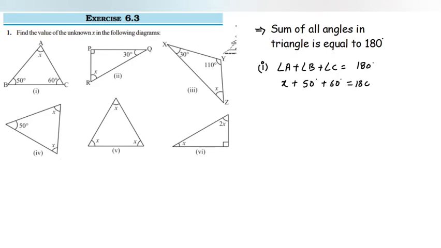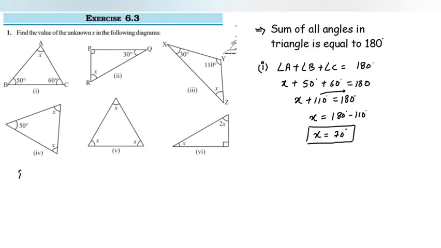Now 50 plus 60 is equal to 110. So x plus 110 degree is equal to 180 degree. Now we'll transpose 110 to the other side. So x will be equal to 180 degree minus 110 degree. So from here we can say x value is equal to 70 degree. That's it. Now we'll go for the second one.